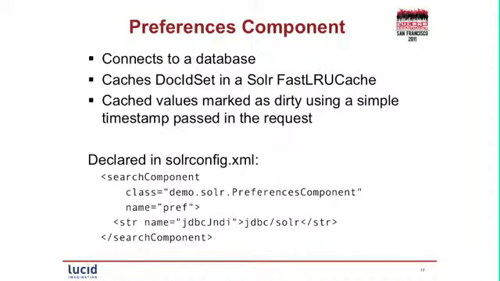In my solrconfig.xml, this is how you define a search component. It's very easy. You provide a class, which obviously has to be found on the class path for Solr, and you give it a name. In my case, it's pref, and we'll see how that comes into play. And quite simply, the configuration parameter is that I need a JNDI lookup for my data source for getting to the database.